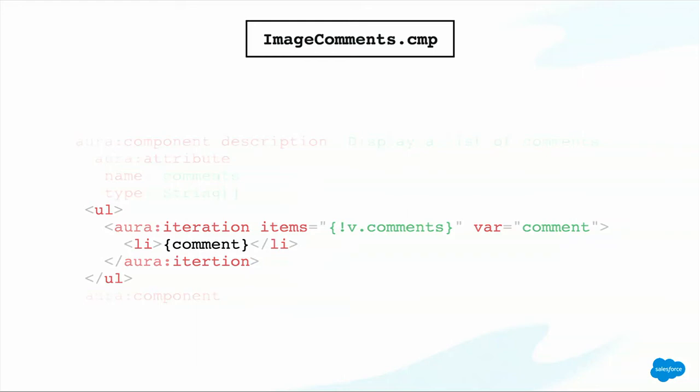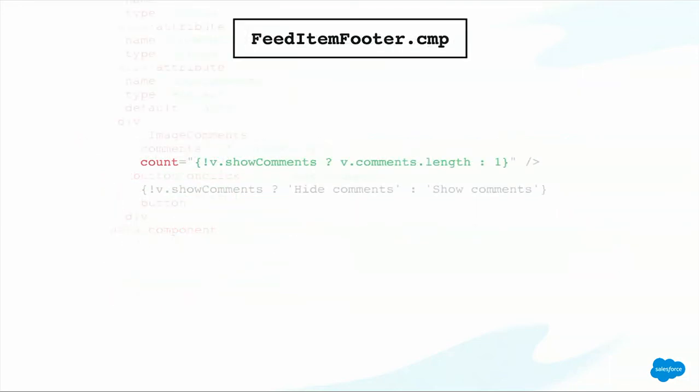So we're still missing something here, and what we're missing is the logic we had before that says how many comments do we show. So we're going to re-add that now. We're going to make a new attribute for our image comments component called count. Here we're going to get that show comments property. If it's true, we're going to get the length of the array of comments and pass that in as the count. Otherwise, we're just going to show the first comment, which we're representing with the number 1. So one comment.